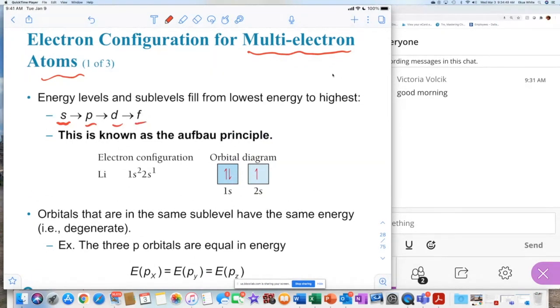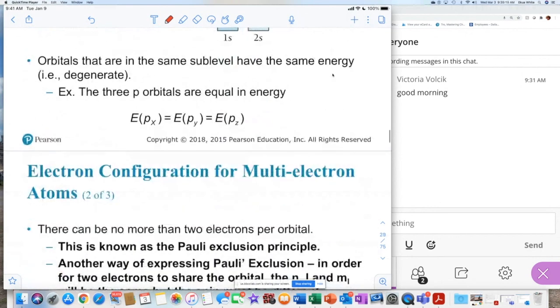But we talked about the ability for a sublevel to penetrate. When we see that happening, instead of the sublevels filling in the order S, P, D, F, the order gets distorted for a little bit because of the ability of the sublevels to penetrate. And then you have the 4S sublevel filling before the 3D sublevel. After seeing all that, we talked about the term degenerate. We're told here when orbitals are in the same sublevel, they have the same energy and they're called degenerate.